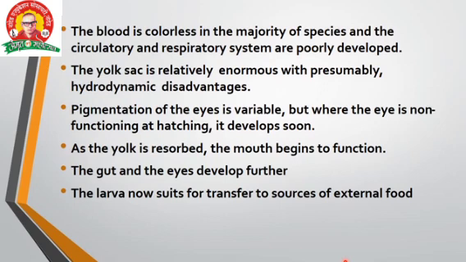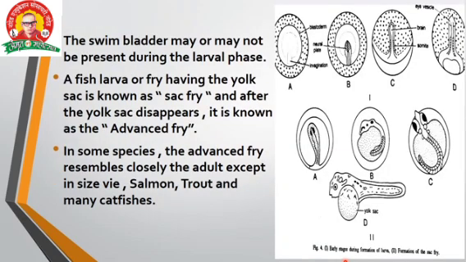It develops soon. As the yolk is resorbed, the mouth begins to function. The gut and the eye develop further. Okay, the larva now switches over to a source of external food. These are all the stages of larval development, as I already told. This is the yolk sac.